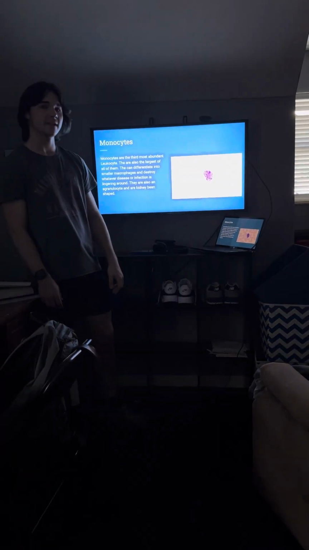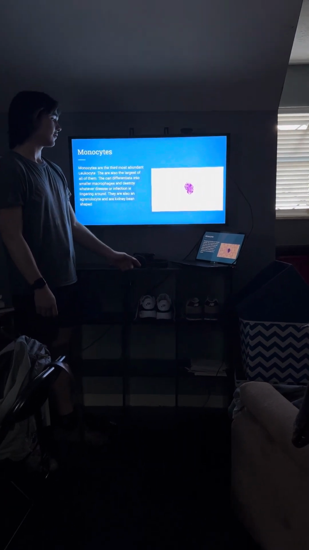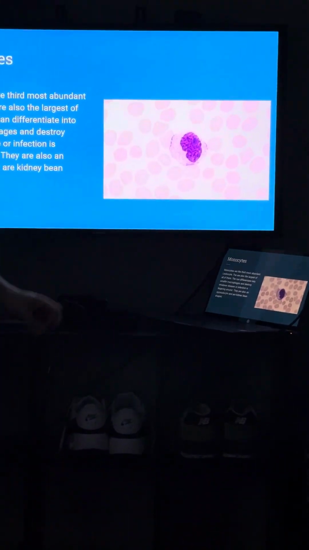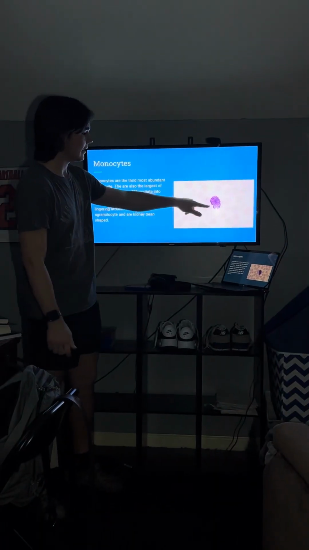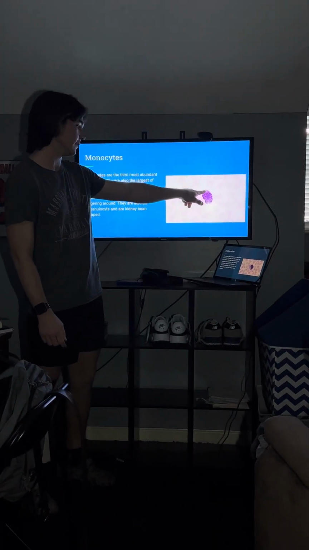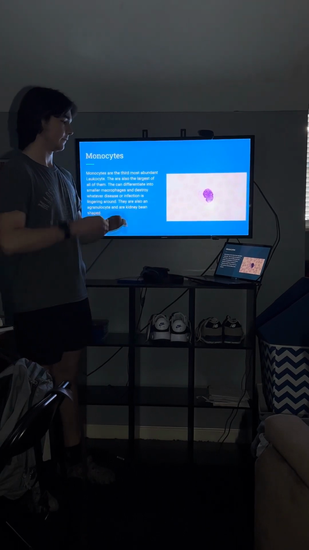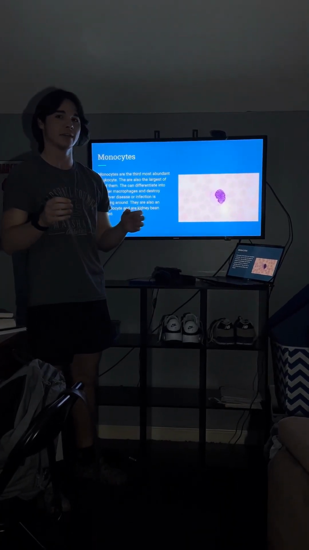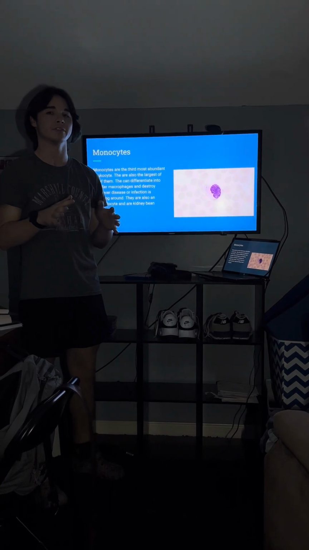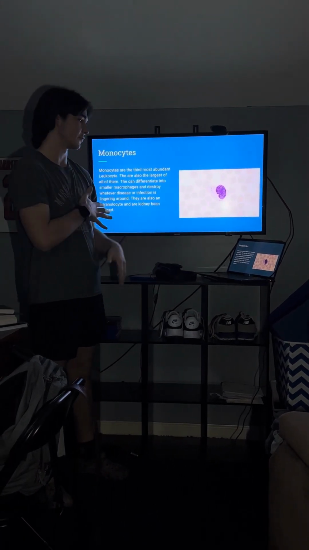Next, I have monocytes. Monocytes are the third most abundant leukocyte. They're also the largest out of all of them. They are kidney bean shaped when you look under a slide, and they break apart and become macrophages and destroy whatever needs to be destroyed.